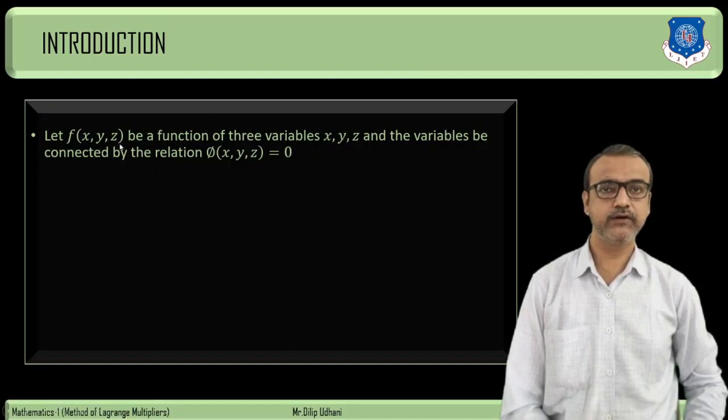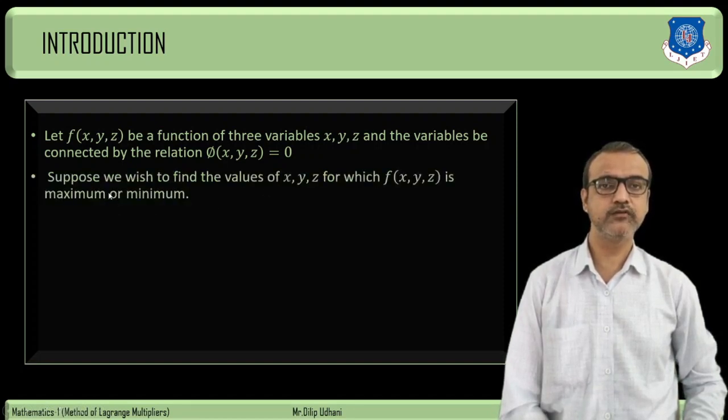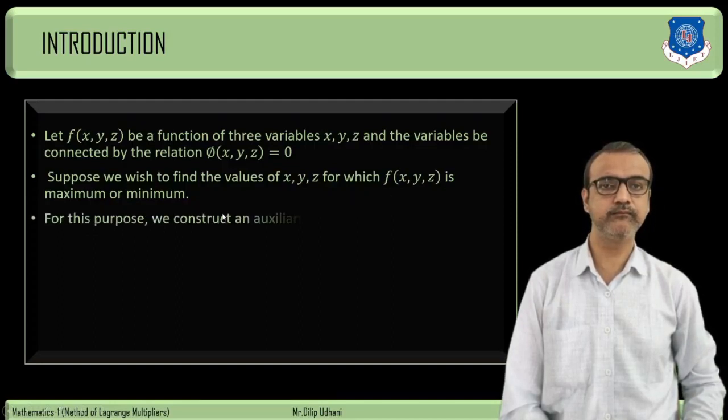So let f of xyz be a function of three variables x, y, z, and the variables be connected by the relation phi of xyz equals to 0. This is the function f of xyz which is to be maximized or minimized, and this is a given condition, that is phi of xyz equals to 0. Suppose we wish to find the values of x, y, z for which f of xyz is maximum or minimum.